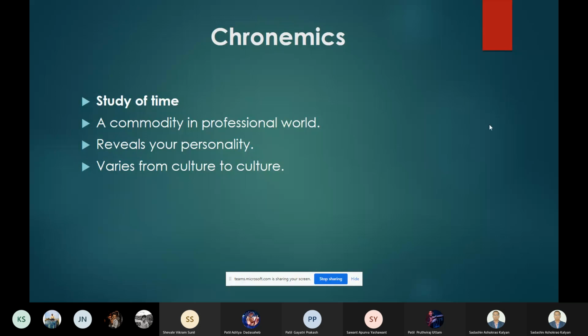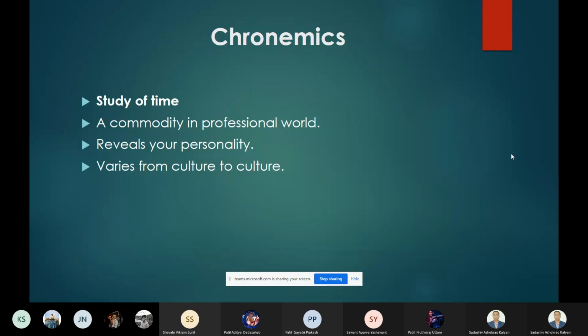Related to cross-cultural barriers, we have already studied how some people give more importance to relations, and how some people, especially in Western countries, give more importance to time than relations. In India, we give more importance to relations than time. So whenever we study all these things, it is included in chronomics.